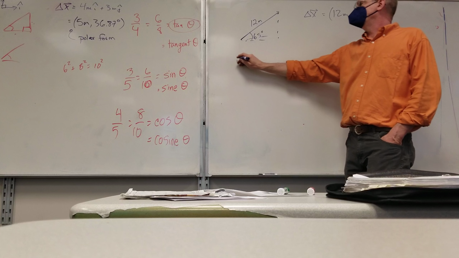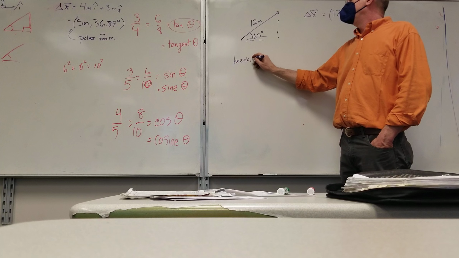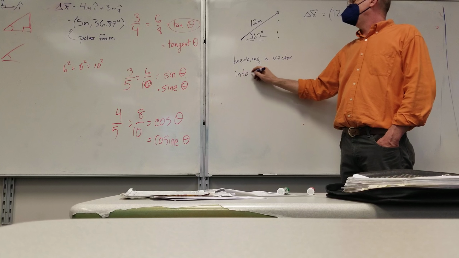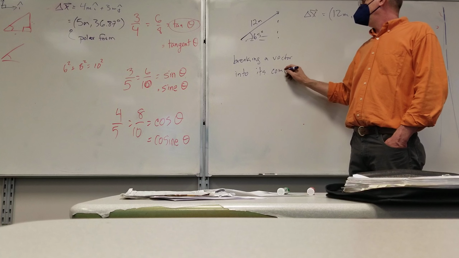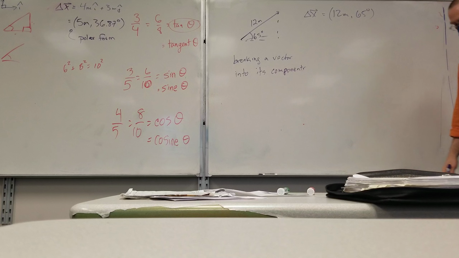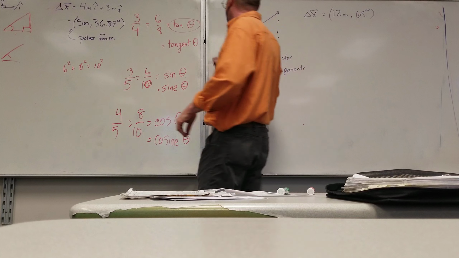This is known as breaking a vector into its components. Later on, when we get into chapter 4, I'll refer to decomposing a vector. So in essence, from a math point of view, we're taking a vector in polar form and putting it into rectangular form. So first off, I'm going to define my directions, my i hat and j hat.